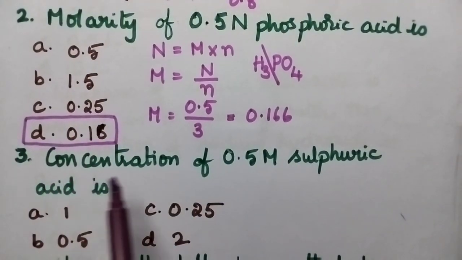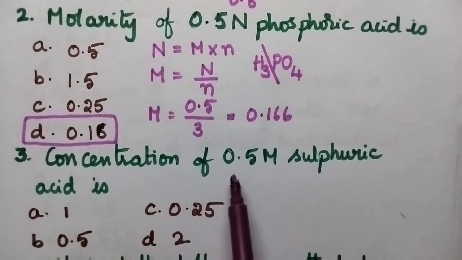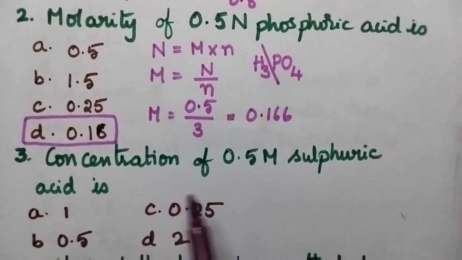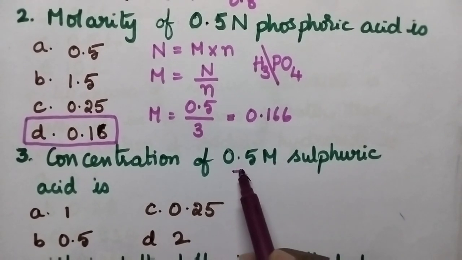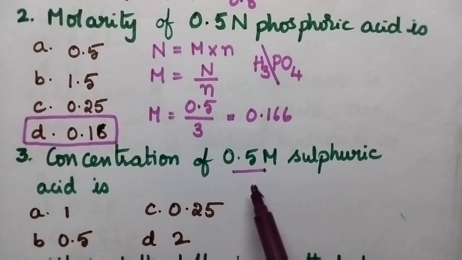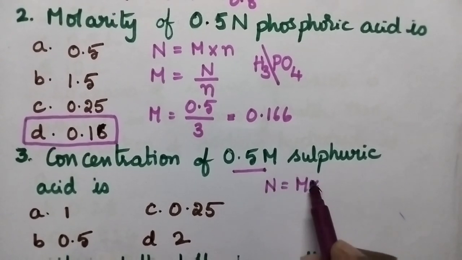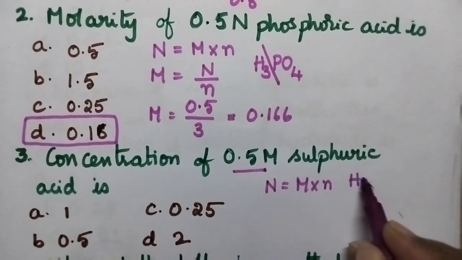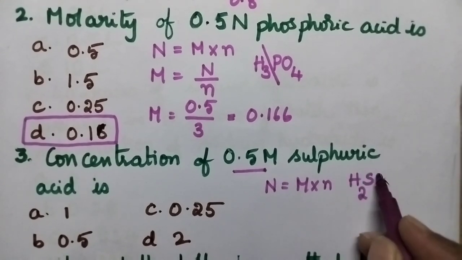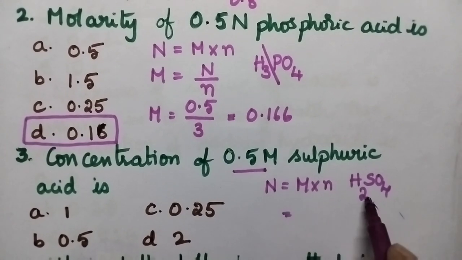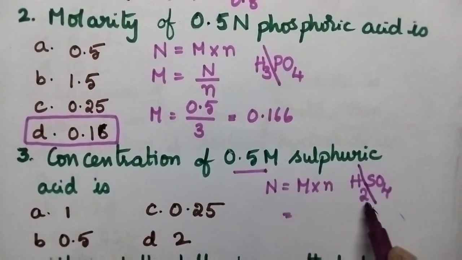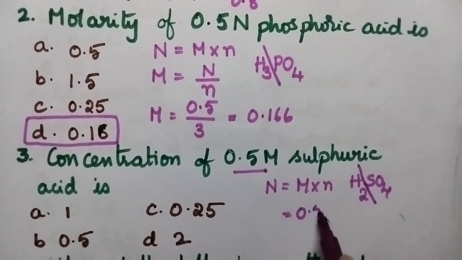Coming to the third question, the concentration of 0.5 molar sulfuric acid is, already the concentration is measured in molarity. That means we have to calculate the concentration of the solution in terms of normality. So normality is equal to molarity into n factor. What is the formula of sulfuric acid? That is H2SO4. So in the case of sulfuric acid, it is possible to replace 2 hydrogen atoms and hence n factor is 2, 0.5 into 2, that is equal to 1.